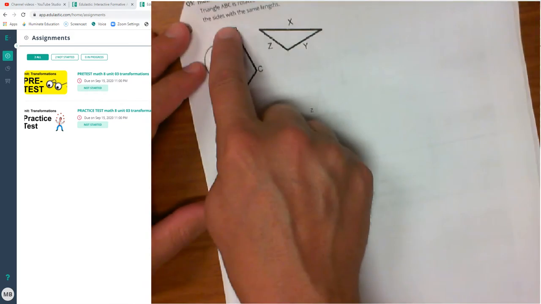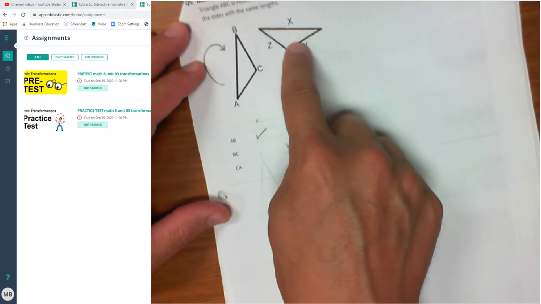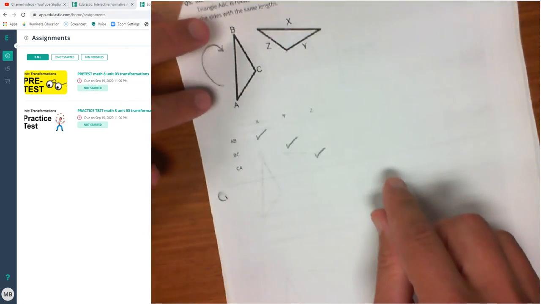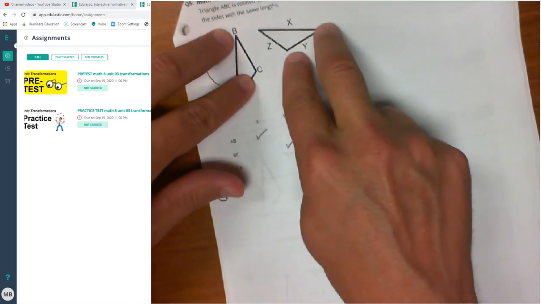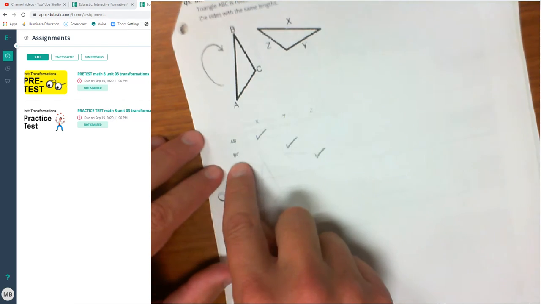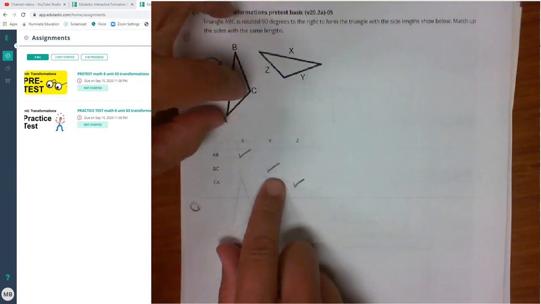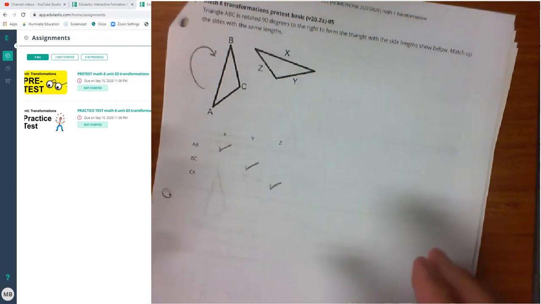Triangle ABC, this guy here, is rotated 90 degrees, and then it forms this guy here. So match up the sides. When I rotate this, I can see that AB is the same as X. AB is X. BC is the same as Y after that rotation. BC is Y. And CA is Z. That's what it looks like after those rotations.